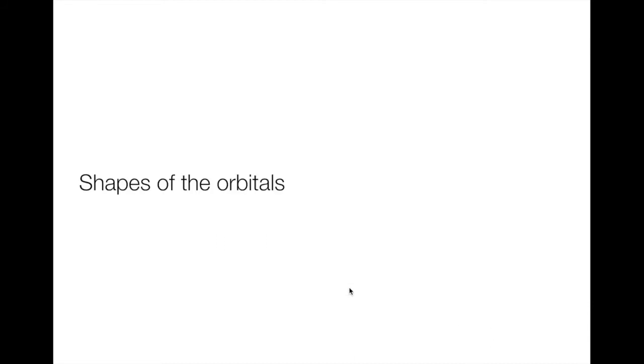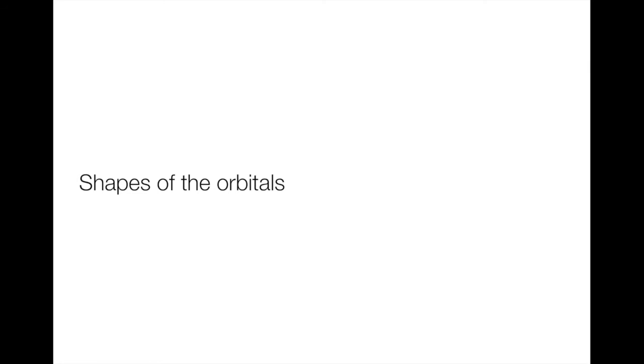And now let's see the shapes of the orbitals. What orbitals do we have? We've got the s orbitals, the p orbitals, and the d and the f orbitals. That means for l equals 0, we've got the s orbital. For l equals 1, we've got the p orbitals. For l equals 2, we've got the d orbitals. And for l equals 3, we've got the f orbitals. We're going to look at the orbitals of s and p. d and f are out of the scope of IMAT.